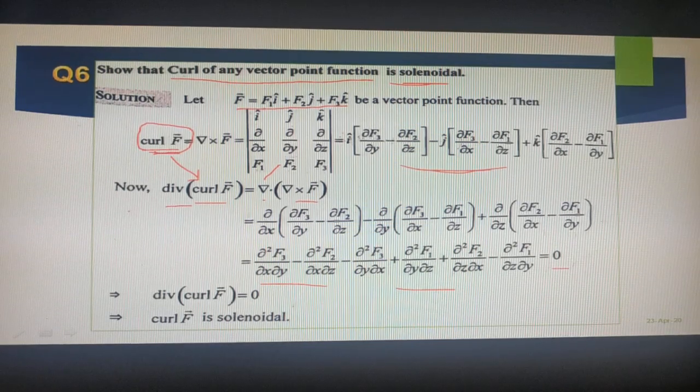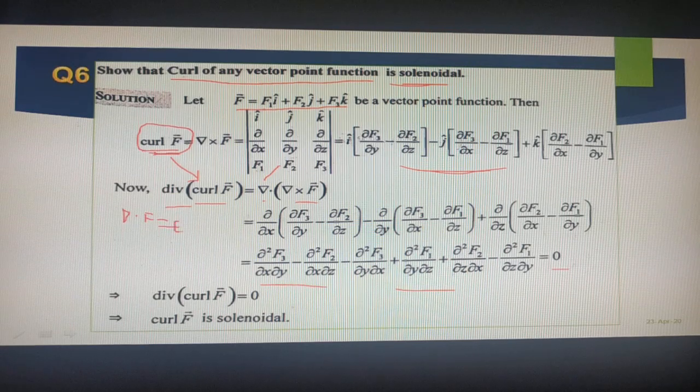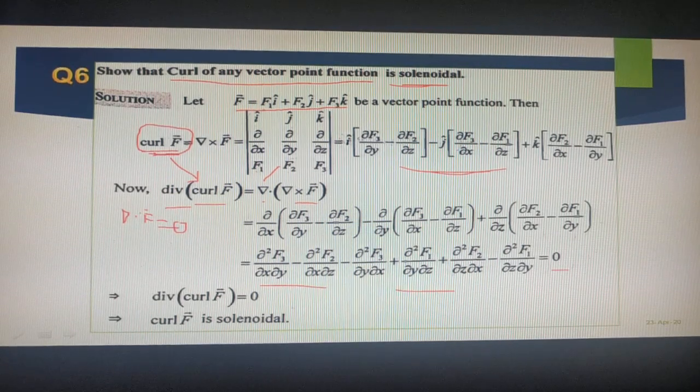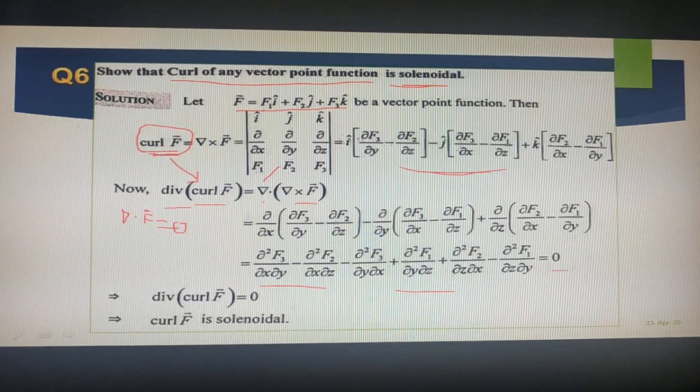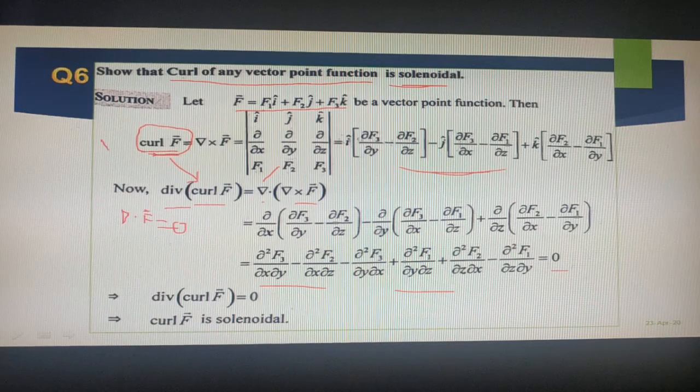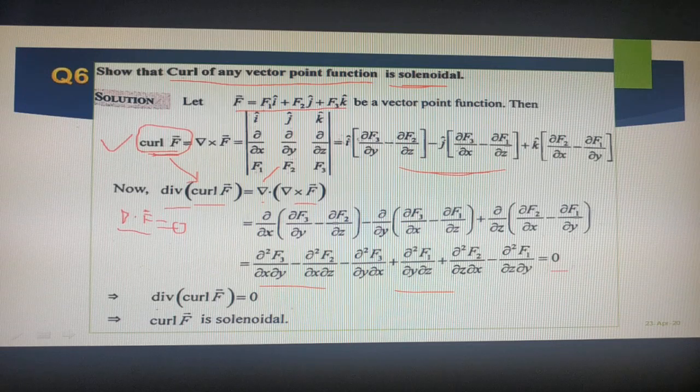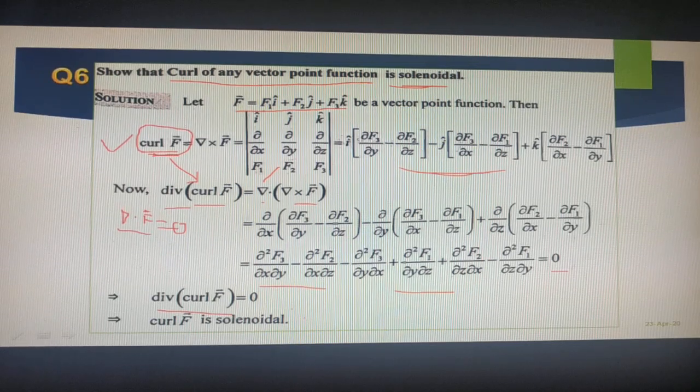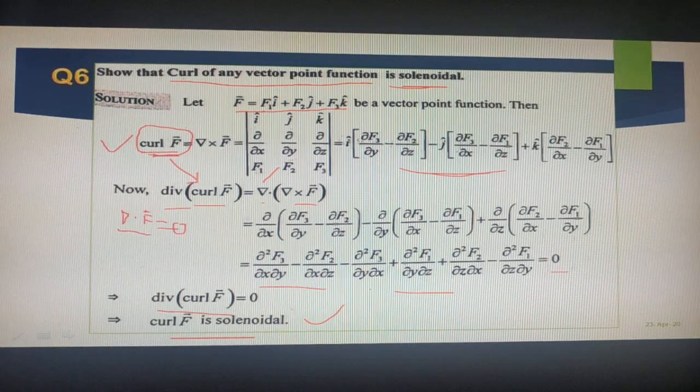When can I say it's solenoidal? If I take del dot f bar equal to 0, isn't it? This is your formula. So here that f bar is not given directly; they are telling us the curl of a vector is f bar. That we initially find, and we just use this formula and show the divergence of this curl f bar is 0, and only then it becomes solenoidal. Okay, therefore curl f bar is solenoidal.